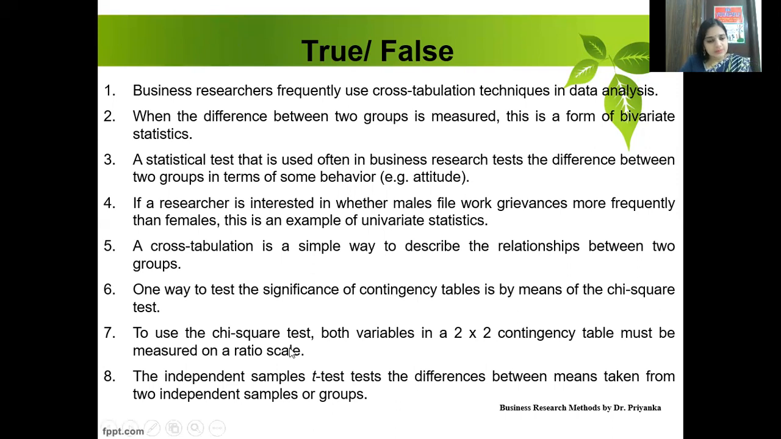So it is false. Next is, the independent samples t-test tests the differences between means taken from two independent samples or groups. Yes, there are so many t-tests: dependent paired t-test, student t-distribution, and independent sample t-test. When we talk about the independent sample t-test, that means we are checking the difference between two independent samples or groups. So this is true.